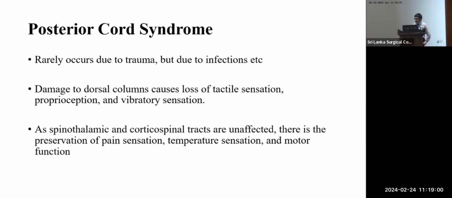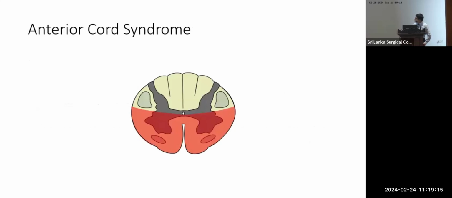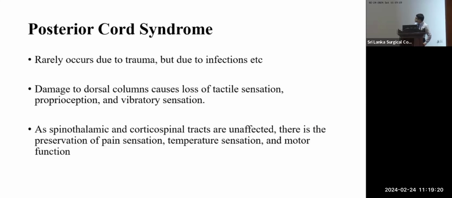So we all know the dorsal column transmits tactile sensation, proprioception, and vibration sense. So damage will cause loss of these sensations: loss of proprioception or joint position sense, loss of vibratory sense, and loss of tactile sensation. But because the spinothalamic and corticospinal tracts are unaffected, usually pain and temperature sensations and motor functions will be preserved.